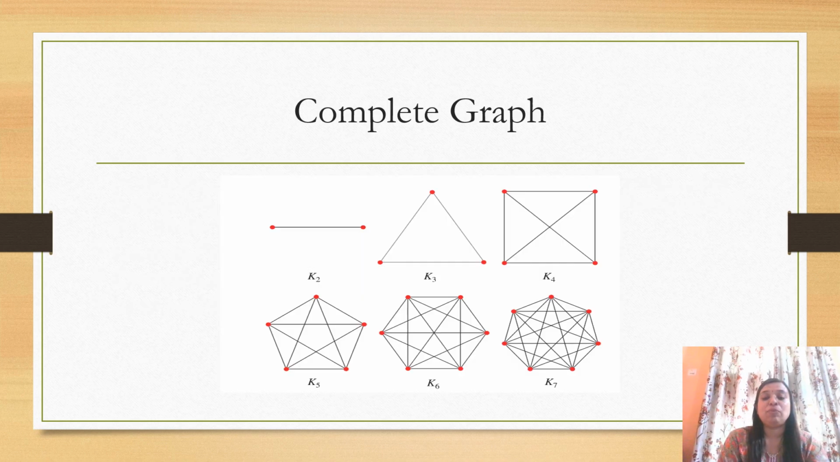You can see some diagrams of complete graphs. K2 we have drawn as a straight line, K3 is a triangle, K4 is a square with diagonals connected. Then we have K5, K6, K7. So these are some diagrams of complete graphs with 2 to 7 vertices.